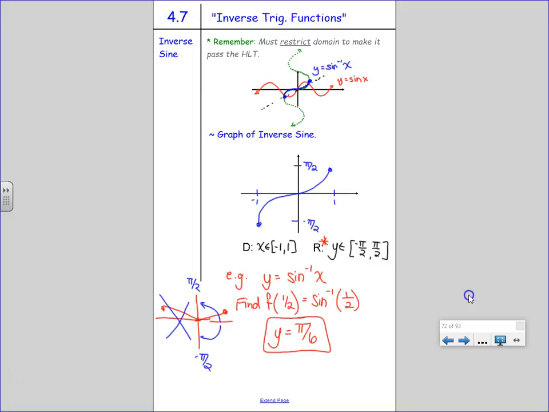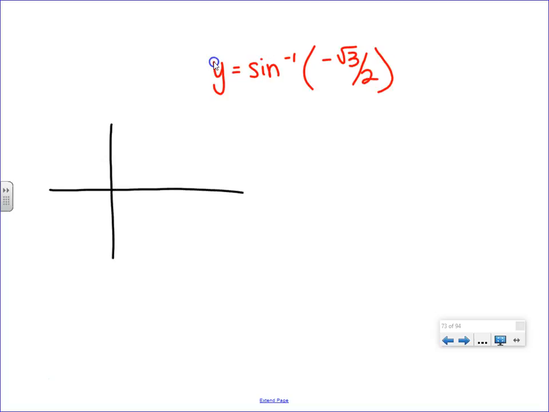So if I was to give you something like y equals sine inverse of negative root 3 over 2, we're only looking in these two quadrants: up pi over 2, down pi over 2. These are where we're allowed to look only. Will this answer be in the first quadrant if the sine value is negative? No.